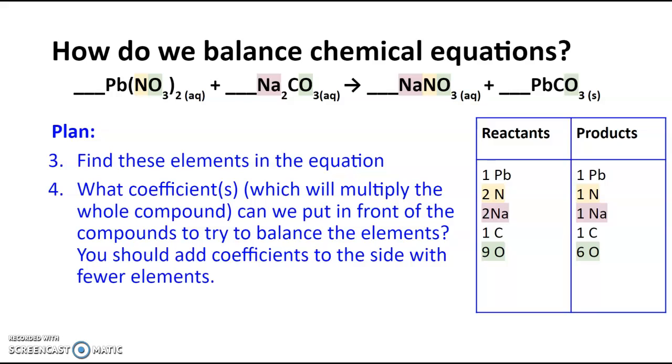And we're going to first add coefficients to the side that has fewer elements because we're trying to balance it out. So we don't want to add coefficients to the side that already has too many. So when I'm looking at this, I'm like, okay, I definitely need to add to the product side. And since I'm multiplying, because I am just adding another molecule, I'd be doubling the number of molecules, or I could multiply by 3 and triple the number of molecules.